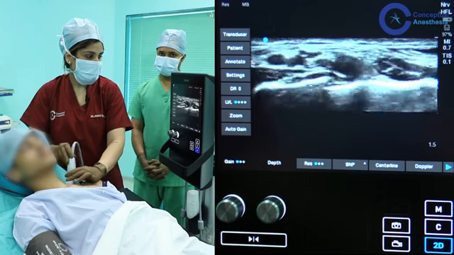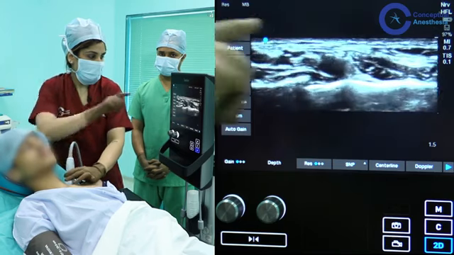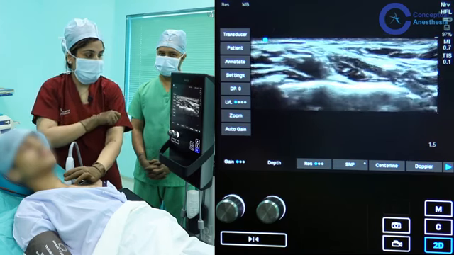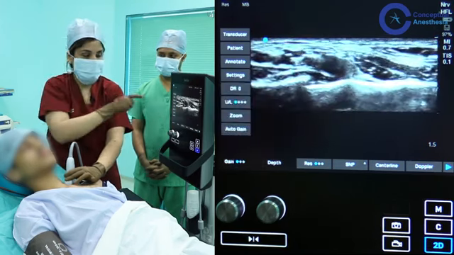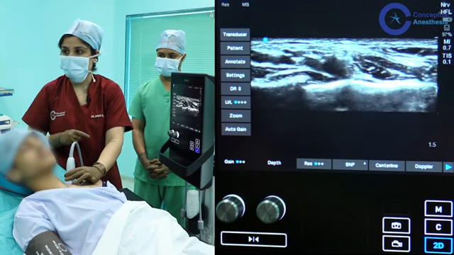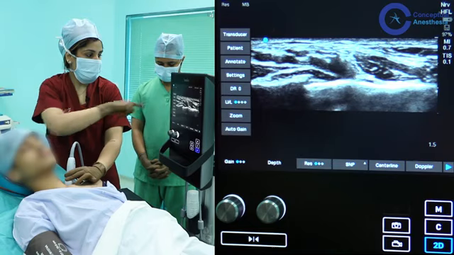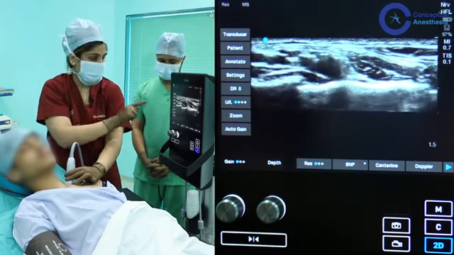Now, the next thing you need to remember is that this subclavian artery is not the only blood vessel that will be present over here. There can be, in this area, the presence of the dorsal scapular artery and the transverse cervical artery.